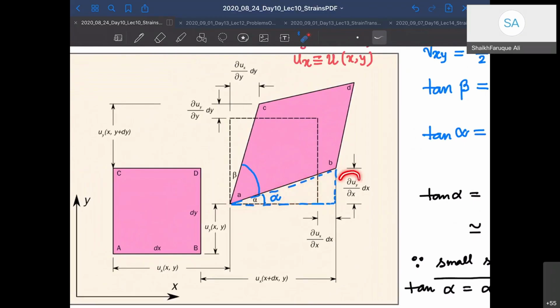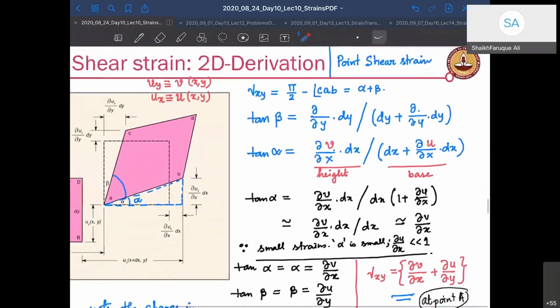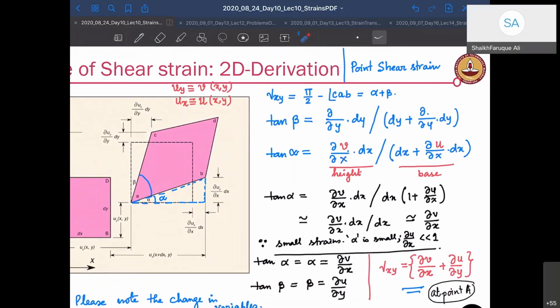So tan is going to be this whole thing divided by this length. Now this length also has changed because there's an extension there, right? Initially it was dx, up to this point it is dx, right? But then there's an extension of du by dx. So u_x is extension along x direction, right? And u_y is extension along y direction. So how much extension along x direction is allowed per unit x multiplied by x? So that comes out to be tan alpha, right? So it's going to be dv by dx. v is this vertical distance, which is dv by dx into dx, divided by dx plus dx into du by dx.